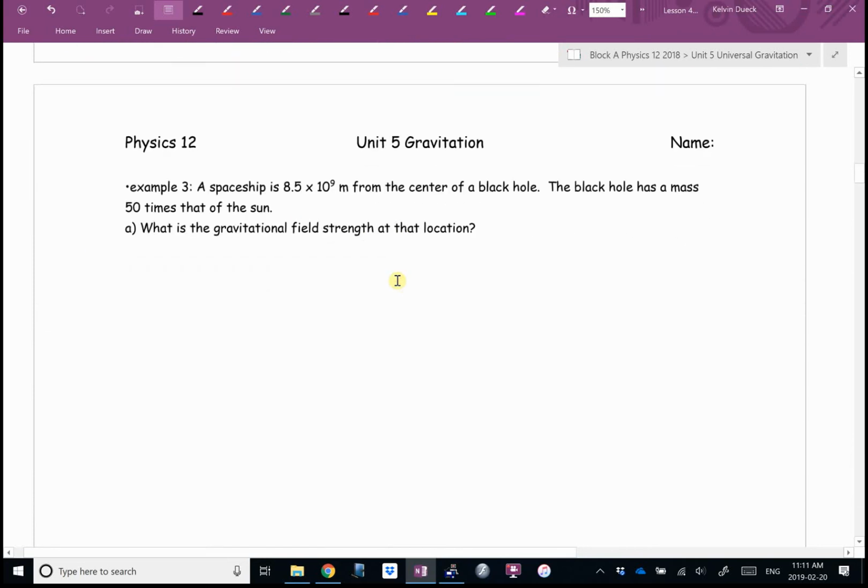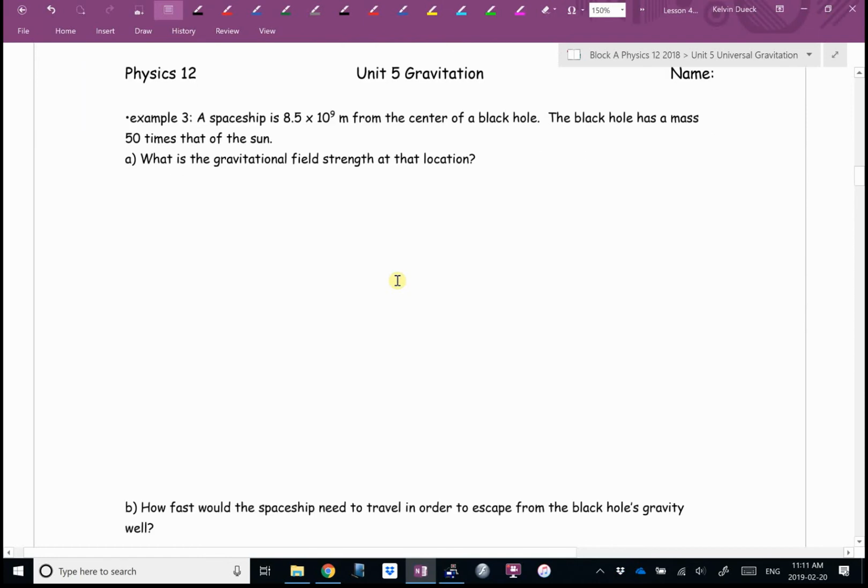Let's look at black holes. They're pretty cool. Suppose a spaceship is 8.5 times 10 to the 9th meters from the center of a black hole. The black hole has a mass of 50 times that of the sun. What's the gravitational field strength at that location?